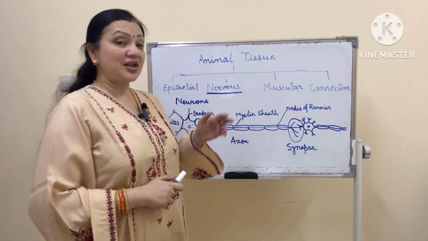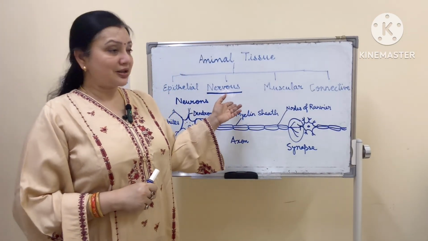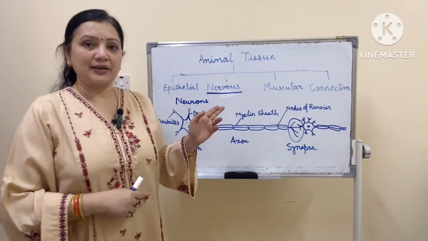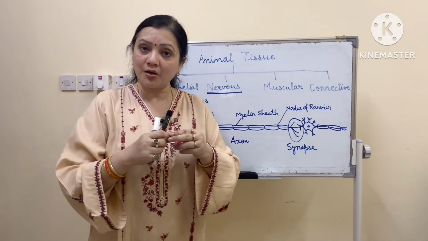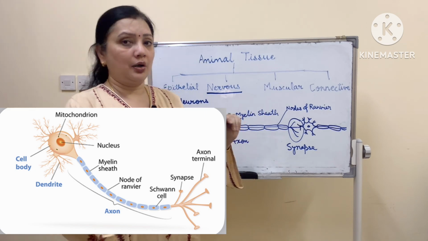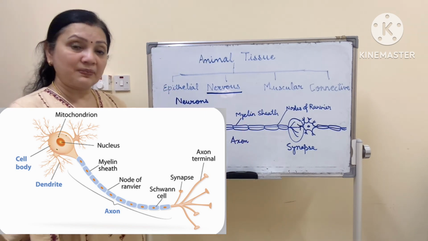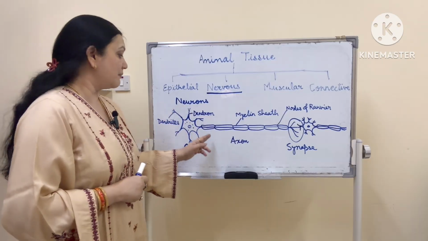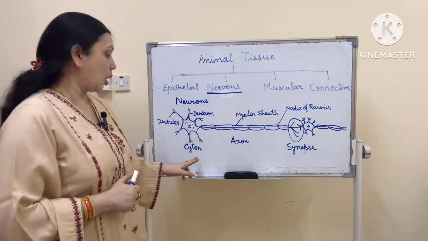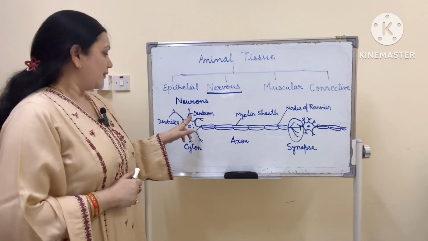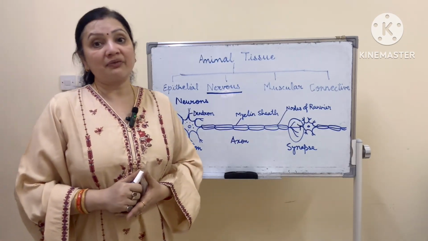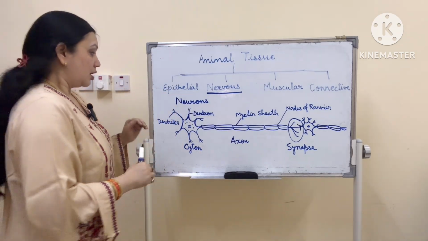So let us start first with nervous tissue. Nervous tissue has special cells called neurons. These neurons join together to make up a nerve. Now the cell has a very special structure. It is divided into two parts. One is the main cell body, which is called cyton, where the nucleus will be present and all the cell organelles will also be present.